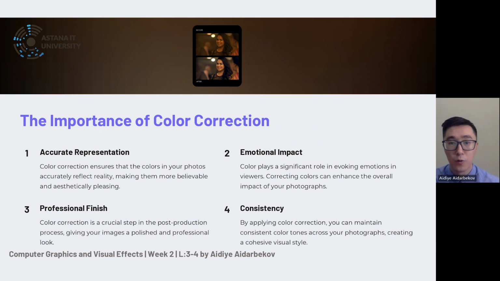So for sure, color correction is important. It's how you see it. Again, if we talk about visual art, mostly we perceive information through our vision, through our eyes, and it can give us some emotional impact, some representation of what we see, consistency and professional finish.